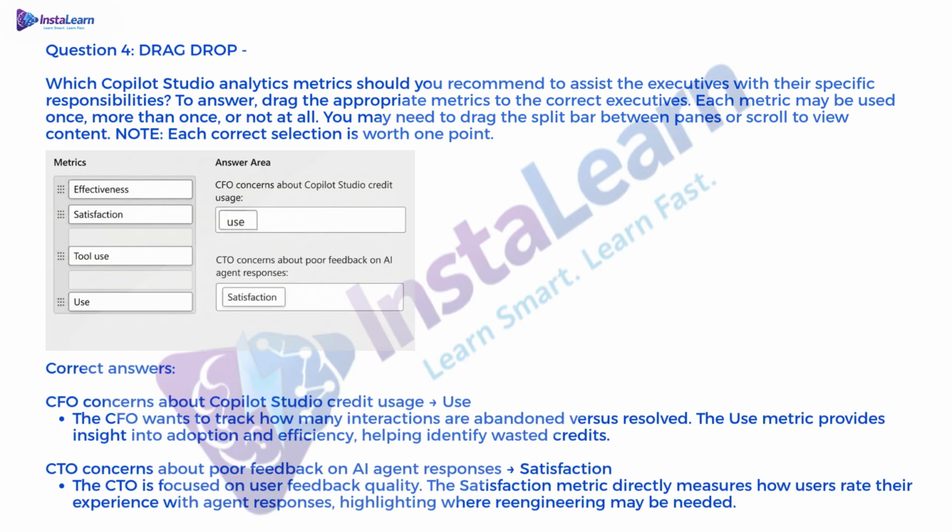Correct answers. 1. CFO concerns about Copilot Studio credit usage. Here's why. The CFO wants to track how many interactions are abandoned versus resolved. The use metric provides insight into adoption and efficiency, helping identify wasted credits. 2. CTO concerns about poor feedback on AI agent responses. Satisfaction. Here's why. The CTO is focused on user feedback quality. The satisfaction metric directly measures how users rate their experience with agent responses, highlighting where re-engineering may be needed.